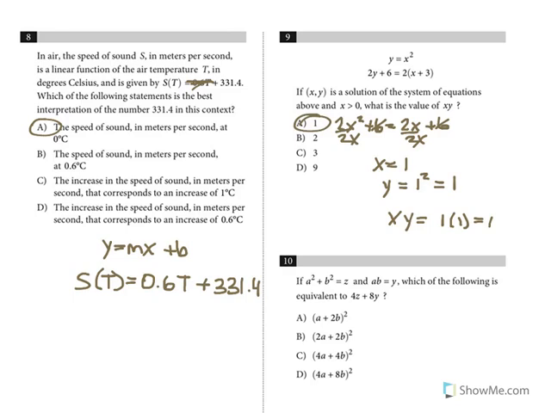So when it comes to systems of equations, whether they're linear or nonlinear, as in this case, look for substitution. Try to eliminate one of our unknowns. Okay, if a squared plus b squared equals z and ab equals y, which of the following is equivalent to 4z plus 8y?